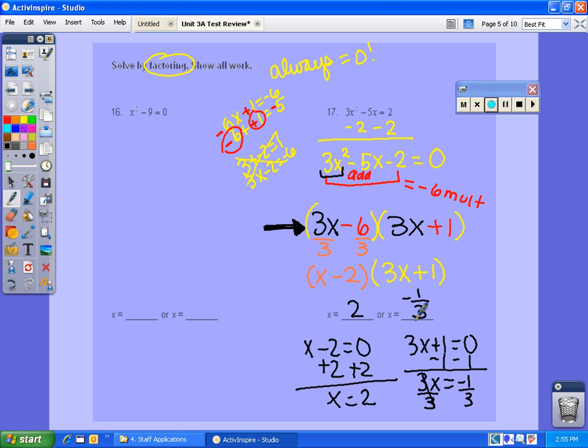So you only have to set them equal to 0 when it says solve. If it doesn't say solve, you stop right here. But if it says solve, you have to take it one step further. Okay, really pay attention to this because you want to make sure you know how to solve by factoring.